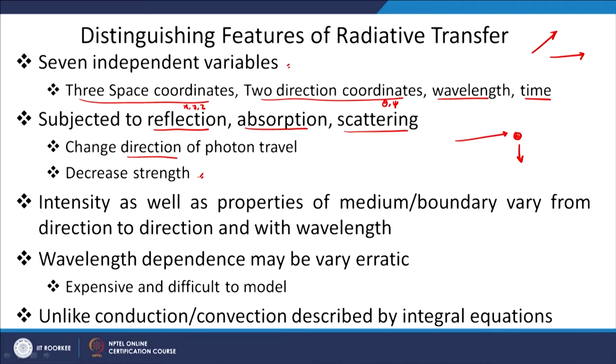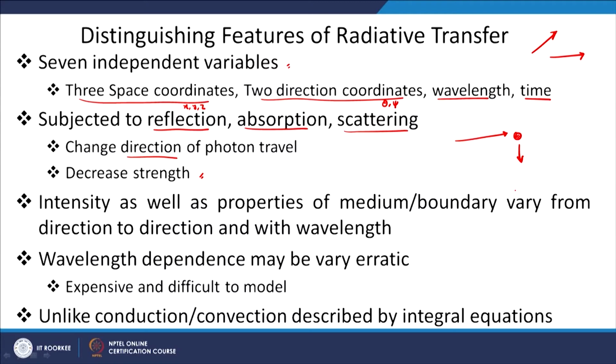The intensity of radiation is subjected to attenuation, or it will decrease in strength when it undergoes reflection, absorption and scattering. The other challenging part is that the properties of the medium and the boundary vary with direction as well as wavelength.